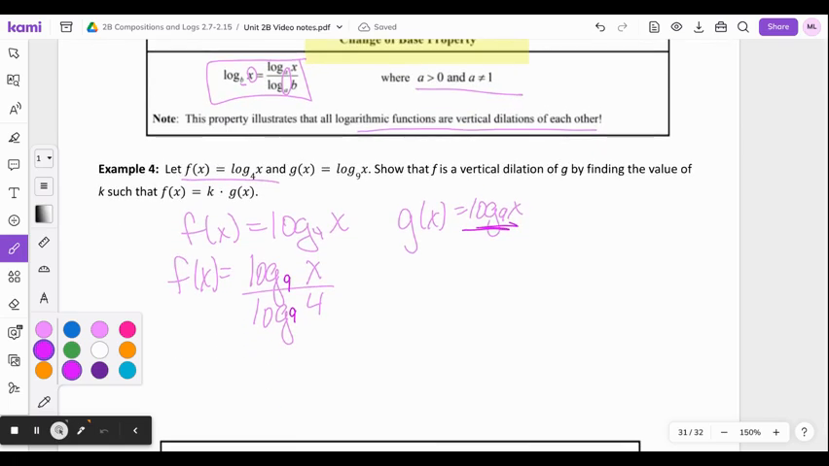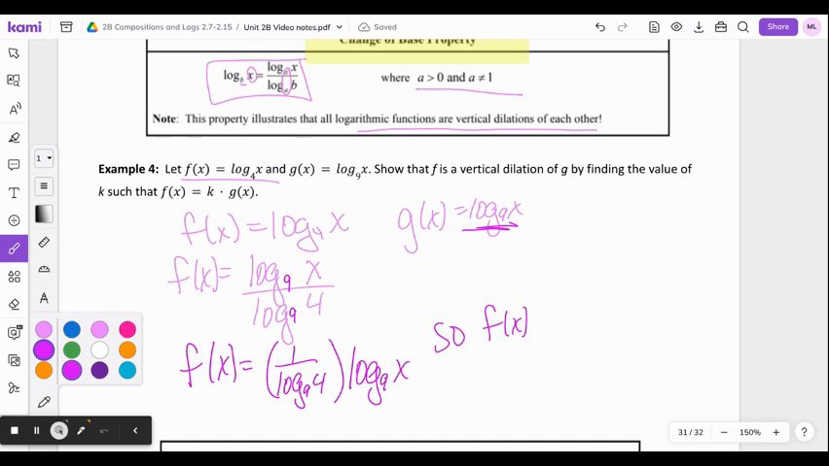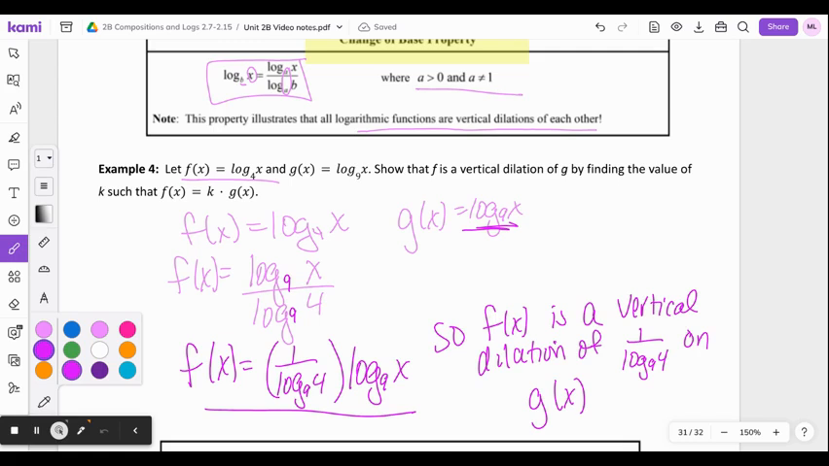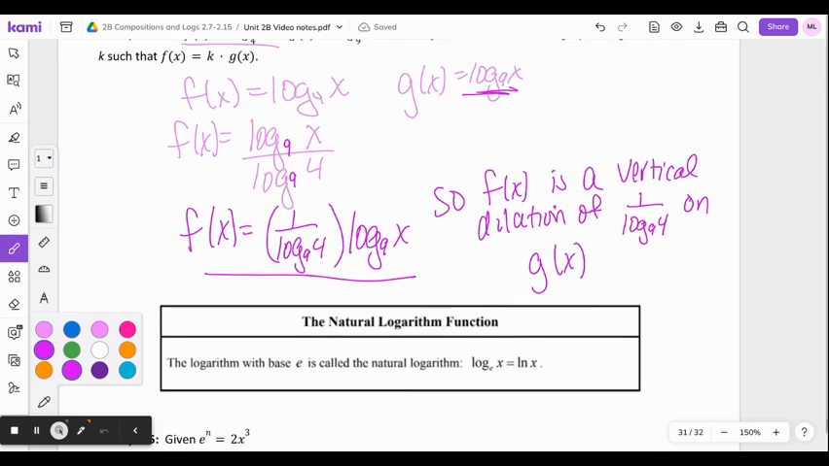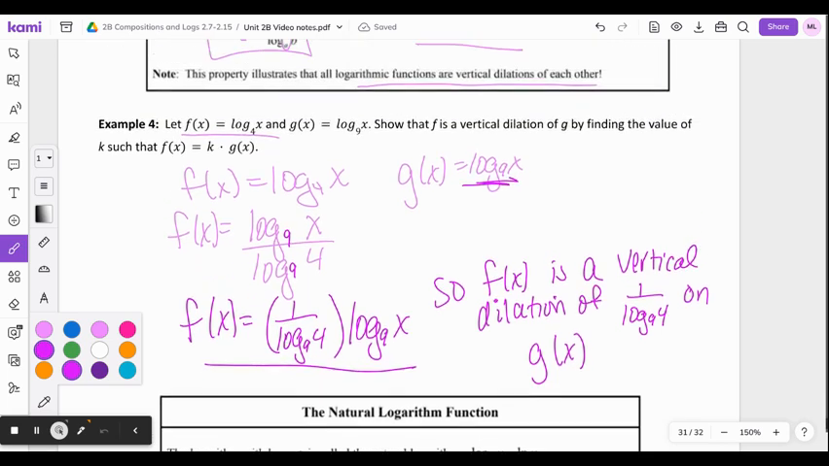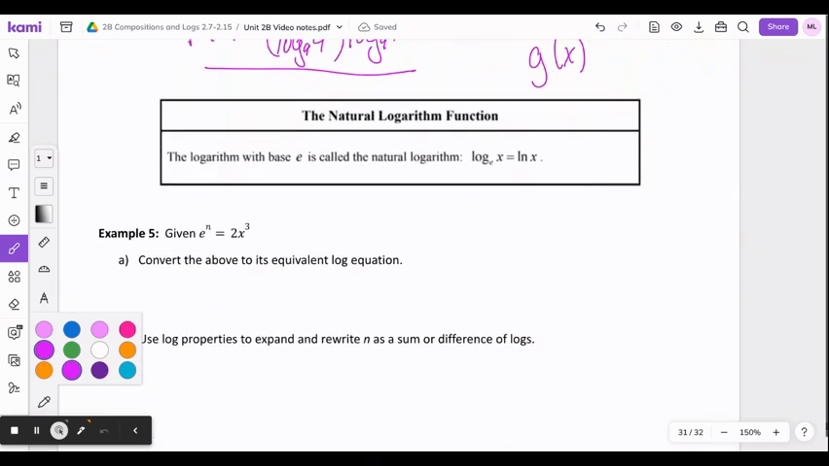All right, so now if we look at this, it's really 1 over log base 9 of 4 times log base 9 of x, which is your g of x. So f of x is a vertical dilation of 1 over log base 9 of 4 on g of x. Not something you're always going to have to do, but being able to recognize it and being able to use your change of base property when necessary is helpful.